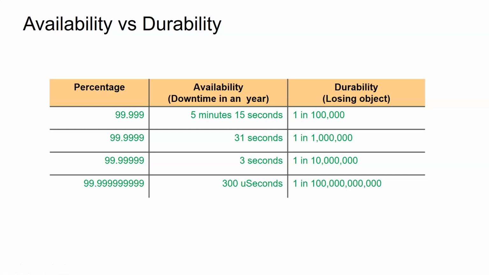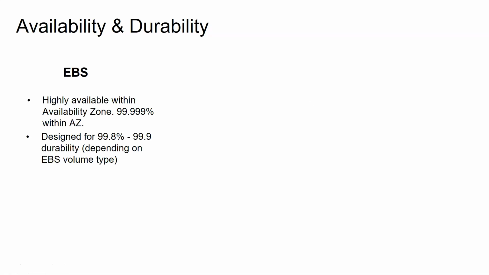Okay, so let's see how these storage options provide you availability and durability. If I talk about, say, EBS, it provides availability within the AZ because the scope is AZ level, and it provides 5 nines of availability within that particular AZ, and it is designed for 99.8 to 99.9% durability depending on which EBS volume type you use.